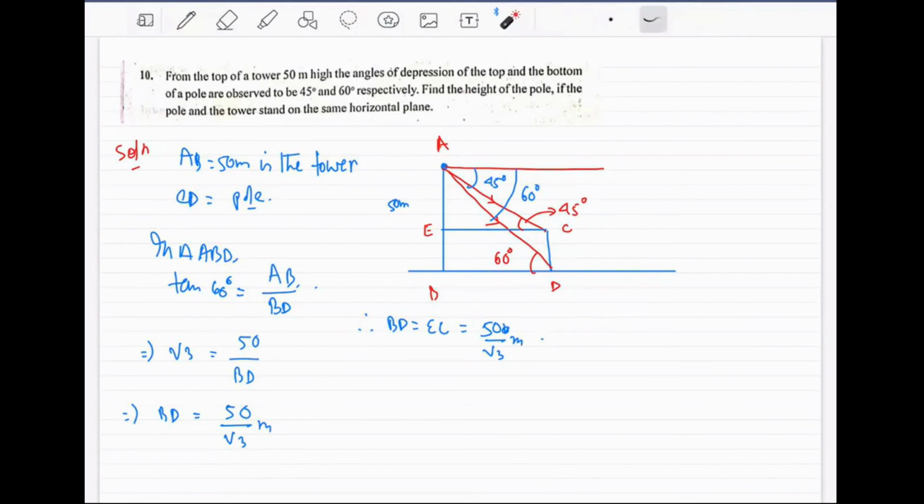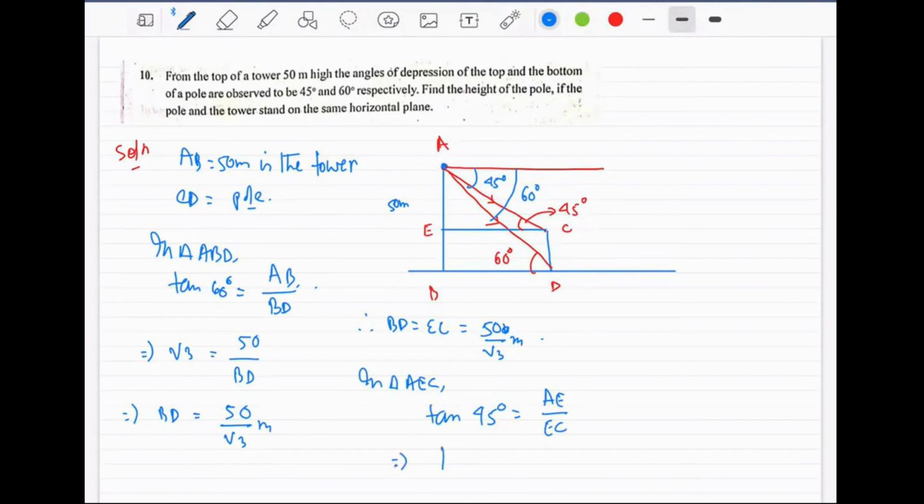Now time to take on the small triangle right here. This small triangle, what is it called? It is AEC. So say here, in triangle AEC, time to find out tan. What angle is there? There is 45°, isn't it? So you have to say tan 45°, which is equal to opposite, the opposite of 45°. How much is it? AE. Adjacent is how much? EC. Tan 45 will be AE by EC.